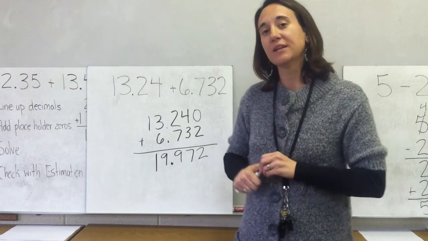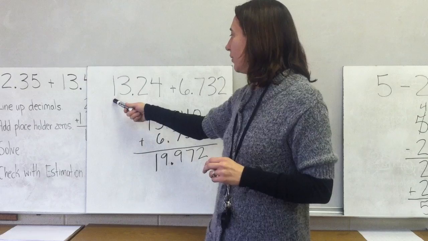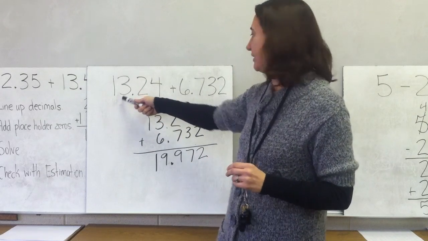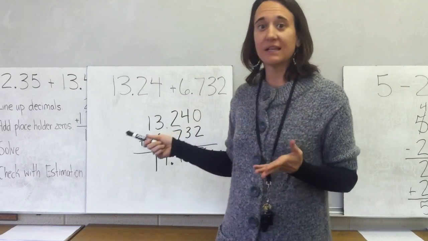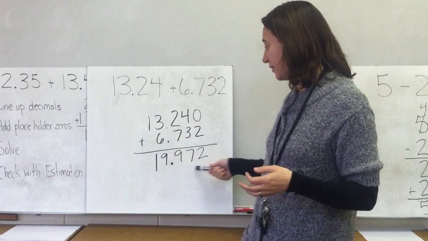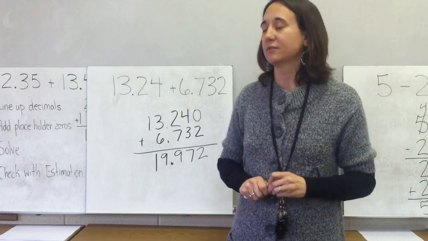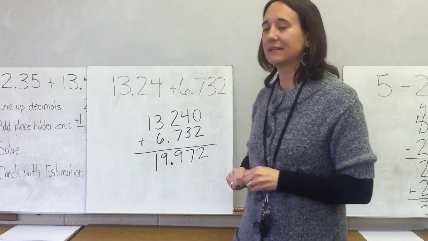Let's check that with estimation to see if it makes sense. We're adding a number that's about 13, and we're adding another number that's about 7. 13 plus 7 is 20. Is our answer pretty close to 20? Yeah, it's really close to 20. So our answer makes sense.